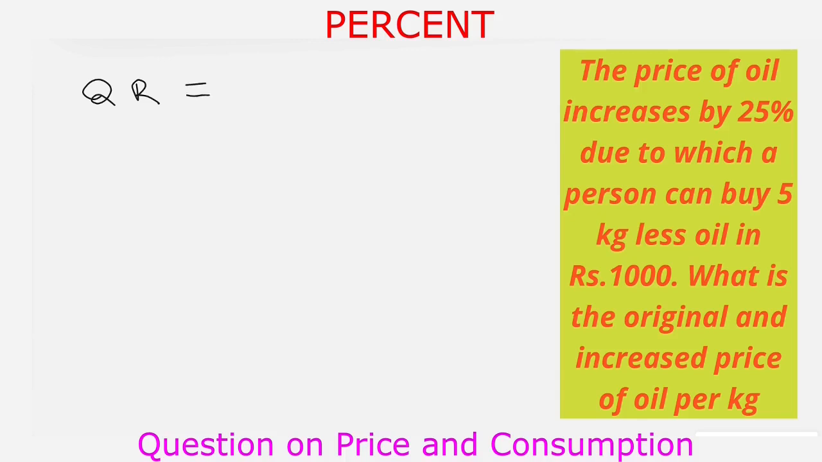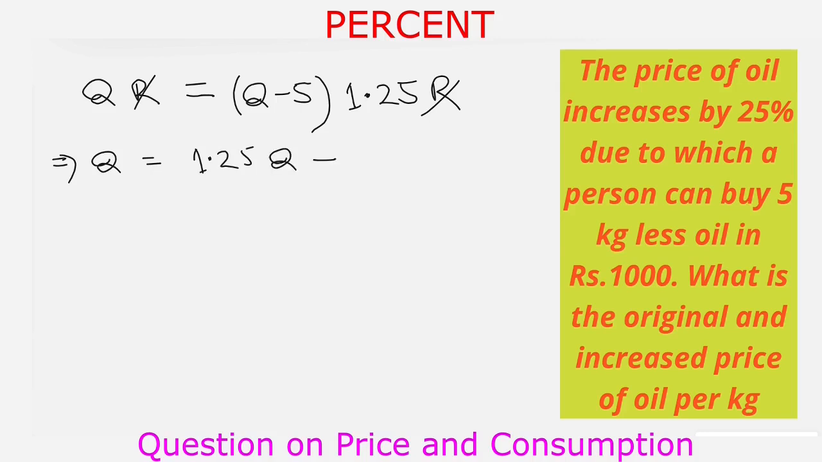Now the price has increased by 25%, due to which the quantity has reduced by 5 kg. So we write the second quantity is Q minus 5 and the new rate is 25% above the earlier one. If the earlier price is R, then 25% more is 0.25 of R. So new price is 1.25 R. Now R cancels on both sides and we can get the quantity here. So Q equal to 1.25 times Q minus 5, and 1.25 times 5 is 6.25. Now taking Q on one side, 1.25 Q minus Q is 0.25 Q equal to 6.25.